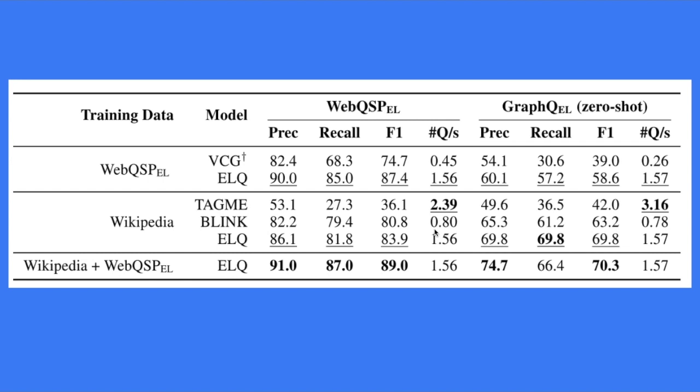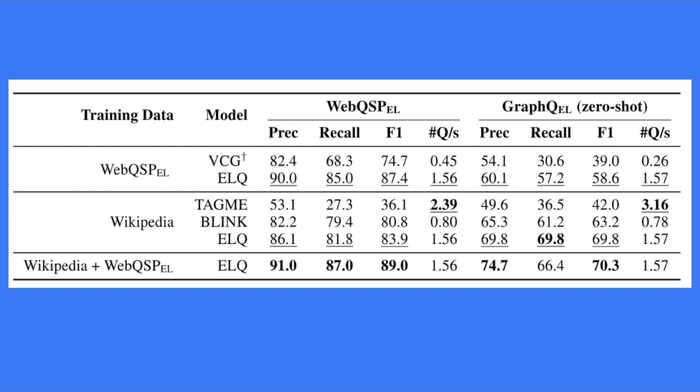But the proposed model, the ELQ end-to-end entity linking model, is actually also not too bad. It's 2 times faster than Blink, and it's 3 times faster than the previous state-of-the-art VCG. And even on another dataset, GraphQ, it's almost 5 times faster. It's super fast. And they did some ablation tests. Why is it so much faster than the other neural network models? The key contributor is actually the end-to-end design, because previous models like VCG require 2 steps. And in this model, it's completely end-to-end.